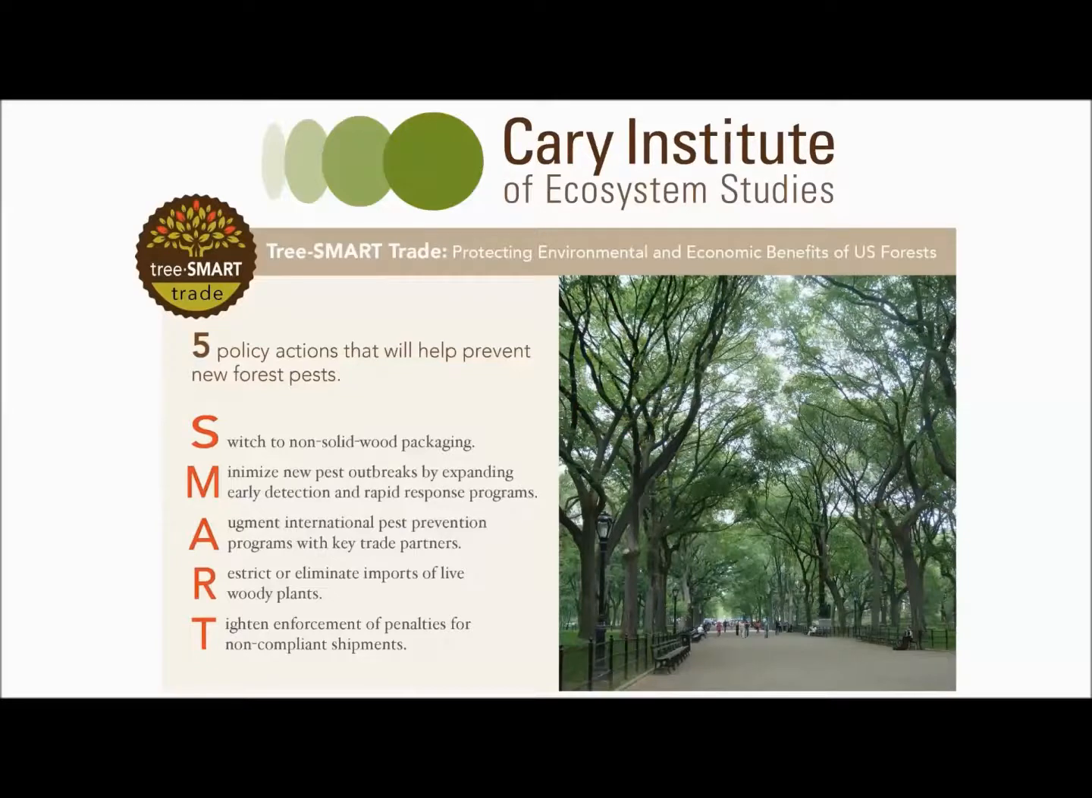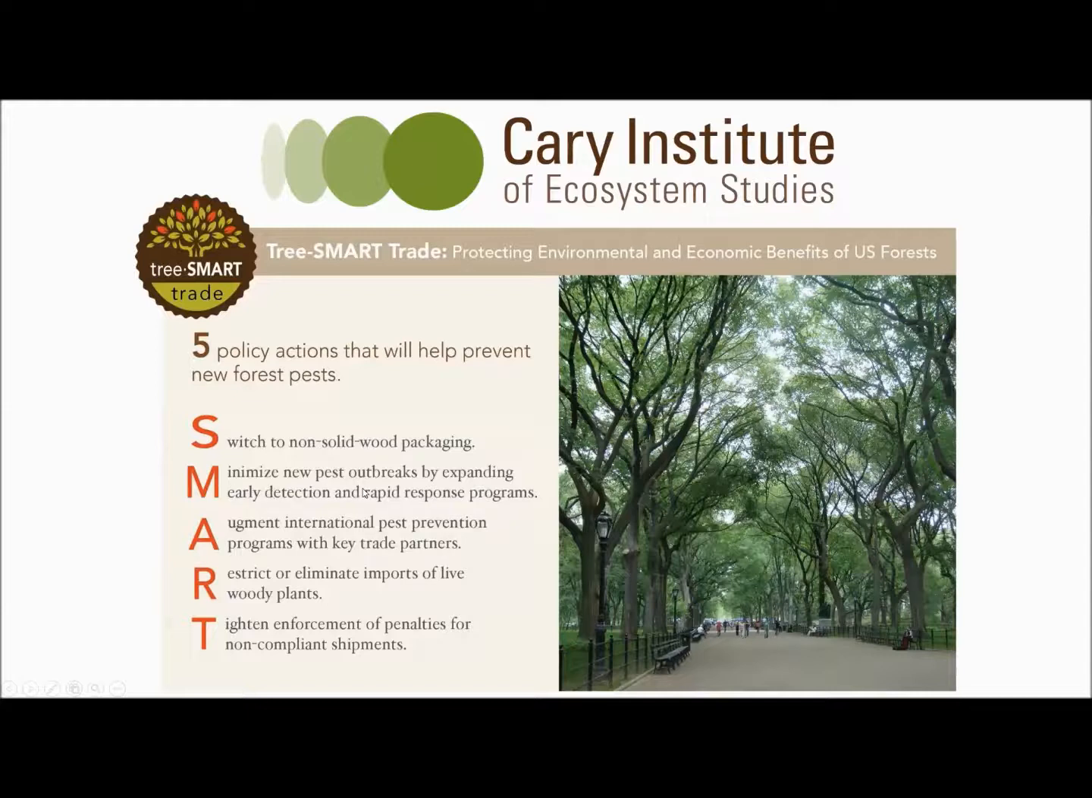There's also some policy recommendations that are coming out of partner organizations like the Cary Institute of Ecosystem Studies. So this is the Tree Smart Trade, protecting environmental and economic benefits of U.S. forests, policy actions that Dr. Gary Lovett and others have worked on at the Cary Institute. And it really follows this SMART acronym. So the first is to switch to non-solid wood packaging material. And I will add that this is really most important in international trade. Domestic pallets and crates do not pose nearly as much of a risk as international wood packaging material. So really switching to non-solid wood packaging in international trade would significantly curb the introduction of forest pests and pathogens.